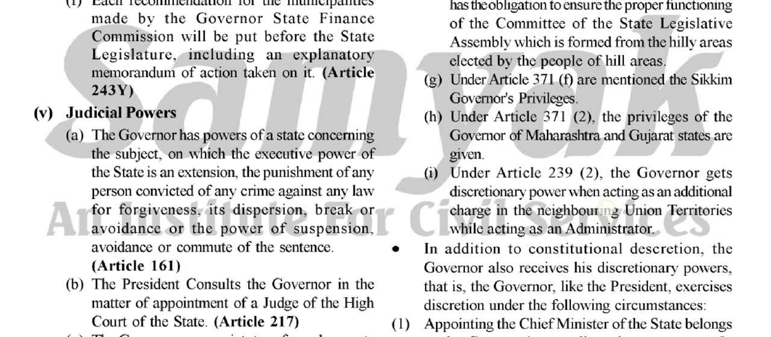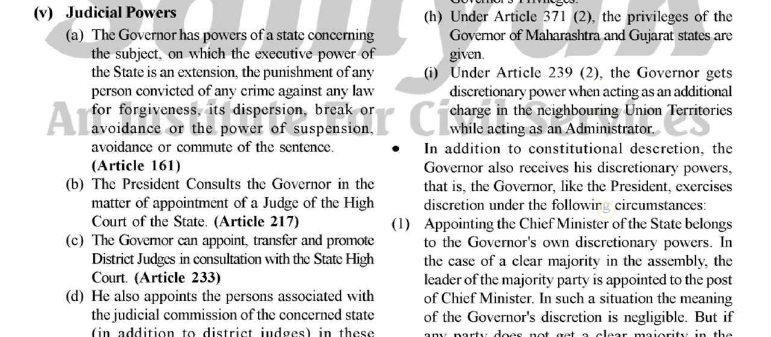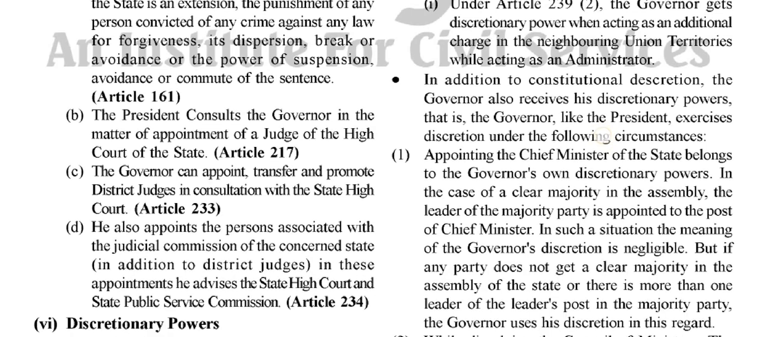H. Under Article 371 Clause 2, the privileges of the governor of Maharashtra and Gujarat states are given. I. Under Article 239 Clause 2, the governor gets discretionary power when acting as an additional charge in the neighboring union territories while acting as an administrator.